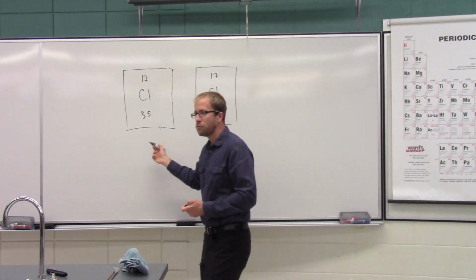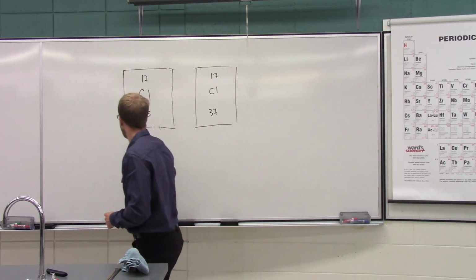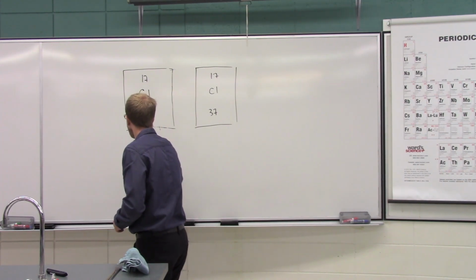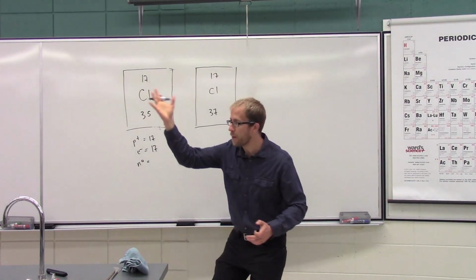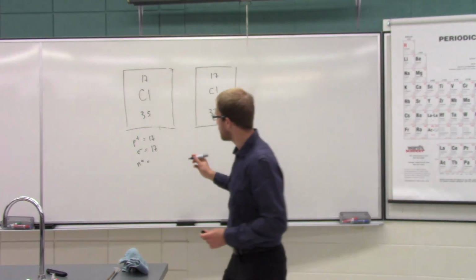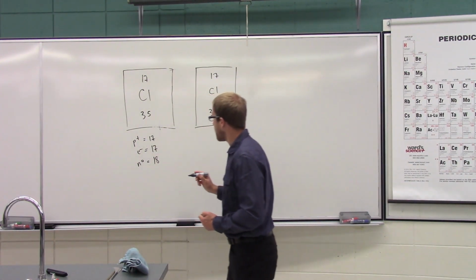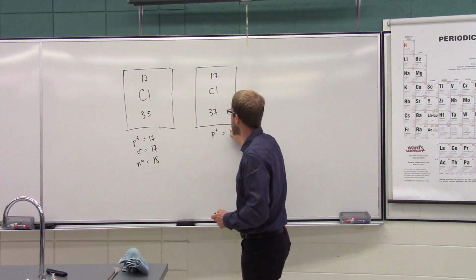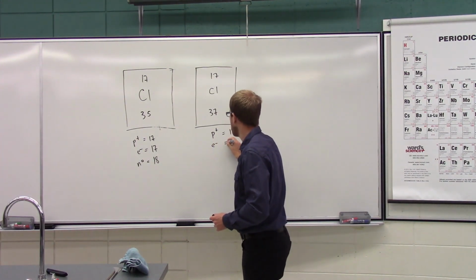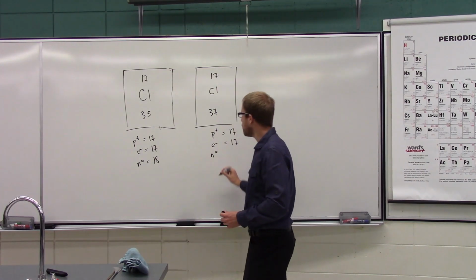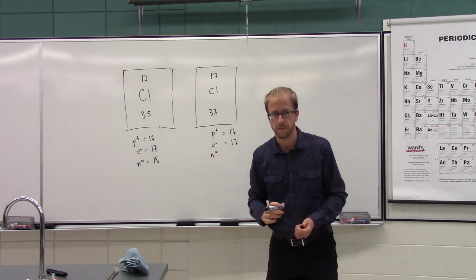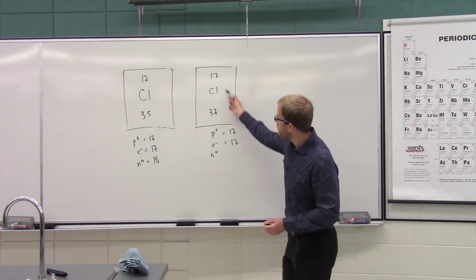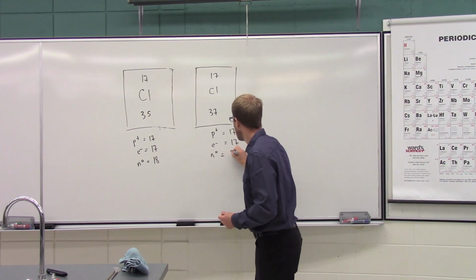So how many neutrons does this one have? We just did. How many protons did it have? 17. How many electrons? 17. How many neutrons did we say chlorine 35 had? Remember, we rounded it down to 35. 18. Well, if that's the case, what's changed here? We can't change the number of protons, it's still 17. And our electrons are going to be the same in a neutral atom, but how many neutrons does this chlorine atom have? It has 20. 37 minus 17 gives us 20.